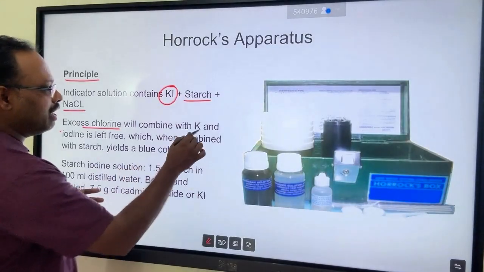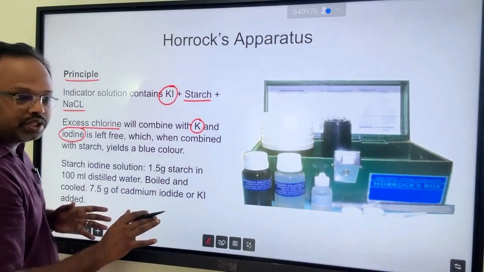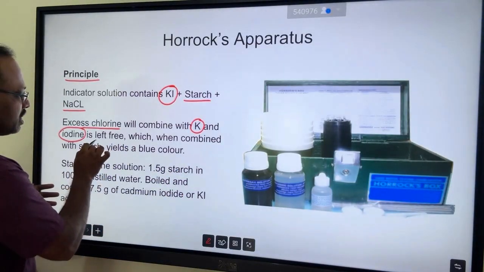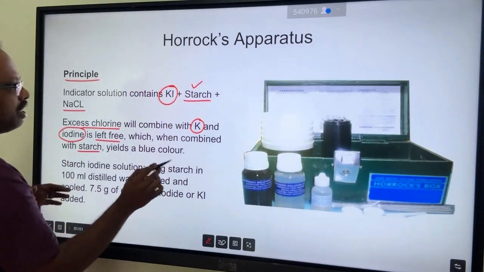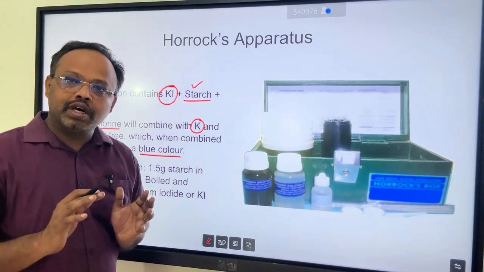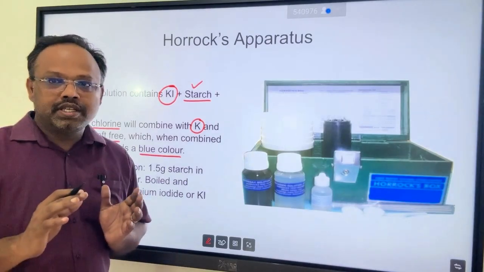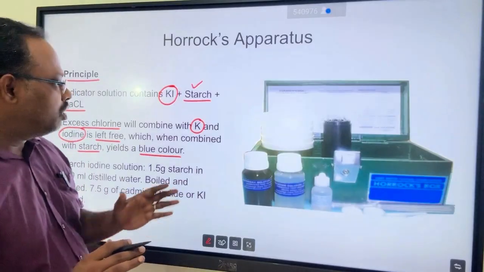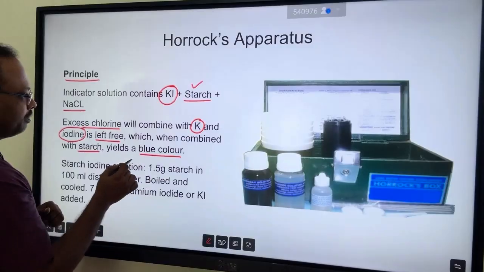Then after that, the chlorine will appear in the water. That excess chlorine will combine with the potassium iodide, which we add as an indicator solution in this Horrocks apparatus, and along with the starch present in the indicator solution will yield a blue color. We all know this process of identification of halogens: starch plus iodine will give blue color. So that is the basic principle.